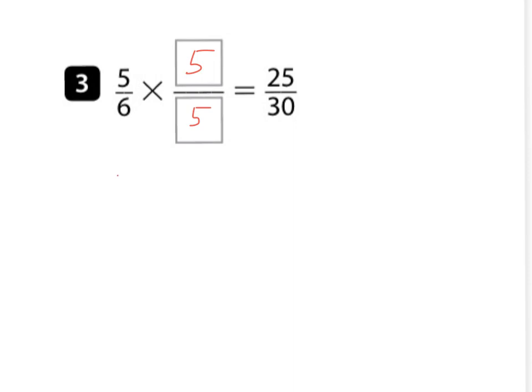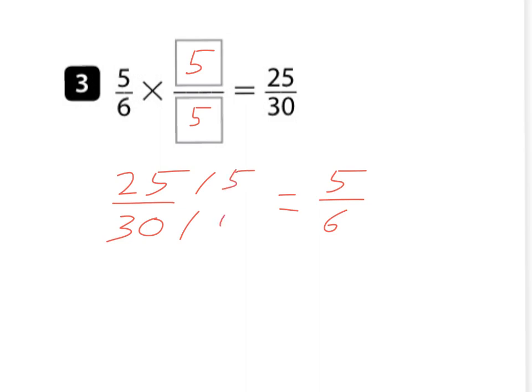So 5. Now we're going to check our work by using division, and we want to get down to 5/6, which is simplest form. 25 divided by 5. Whatever you do to your numerator, you must do to your denominator. And that will give us 5/6.